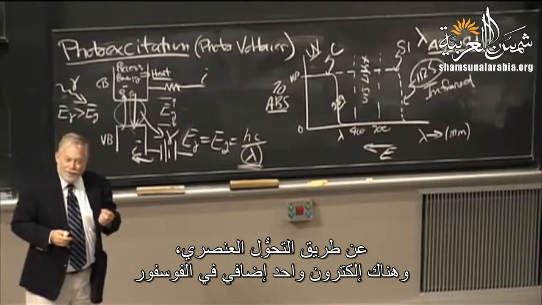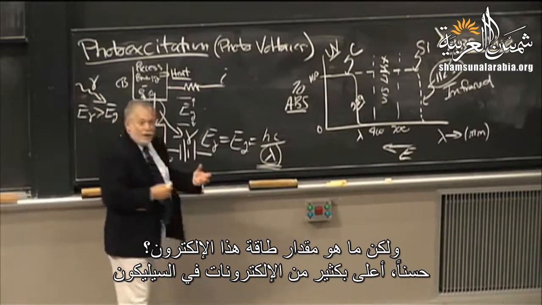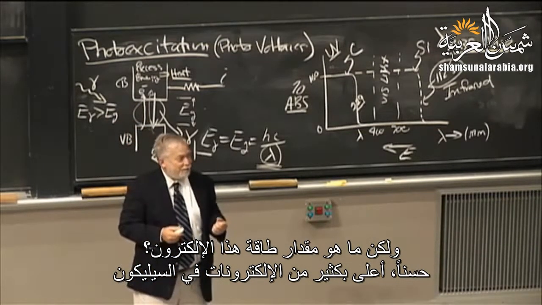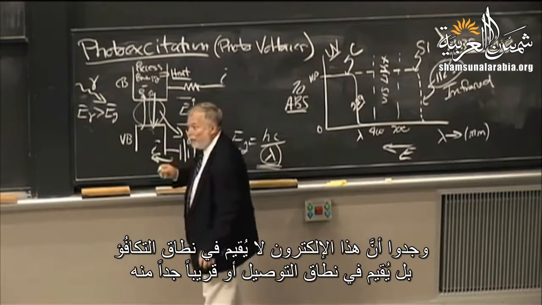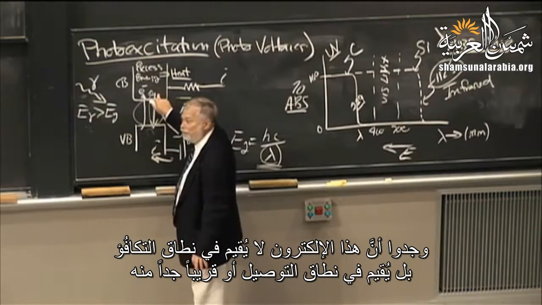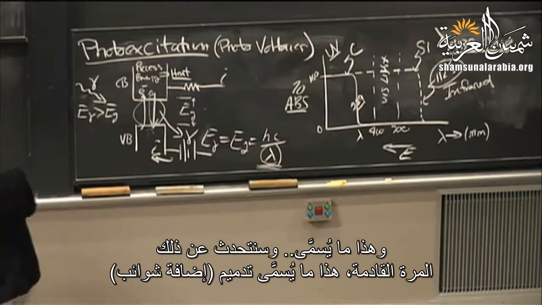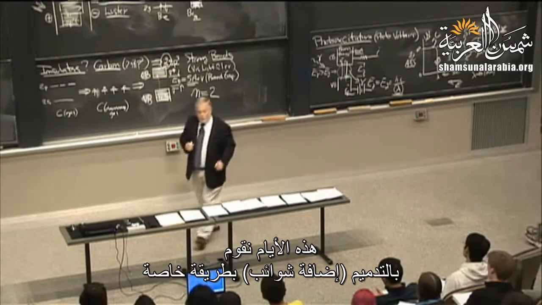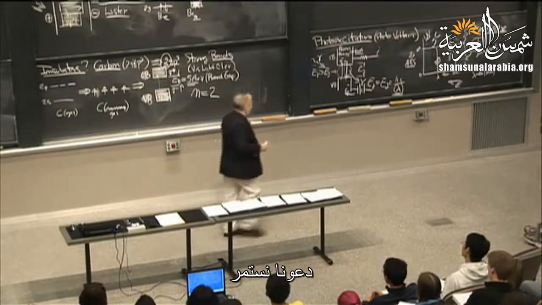And there's 1 more electron that's in there. Now, where does it come from? I don't know, the electron bank, right? But what do you figure the energy of that guy is? Well, it's a lot higher than the electrons in silicon. All right? A lot higher. And so guess what? That electron, we'll find out, doesn't reside down here. It resides up here, or very close to that. So that's what's called, we'll talk about next time, doping. Only now we're doping it in a special kind of way.